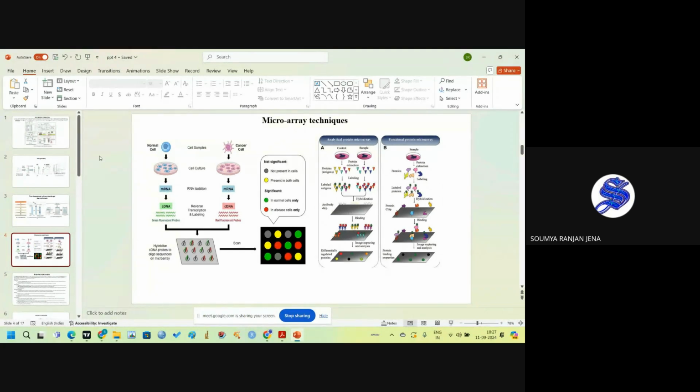In the microarray, this is the normal cell. How do we differentiate the normal cell and the cancerous cell? This normal cell sample and cancerous sample were grown in a cell culture medium. Then we isolated the mRNA, and this mRNA in the reverse transcriptase process we converted to cDNA, that is complementary DNA, and this cDNA is labeled with green fluorescent probes, and here it is labeled with red fluorescent probes. And in the microarray, suppose we take a basic example, that is p53 proteins.